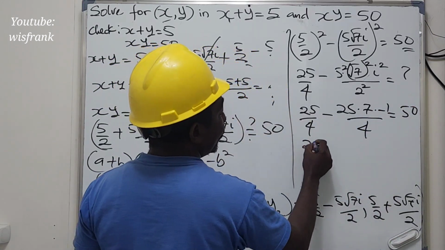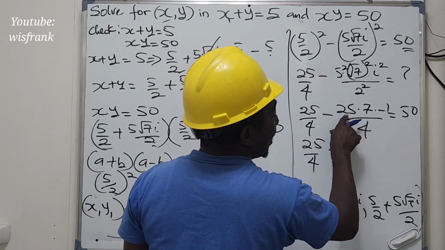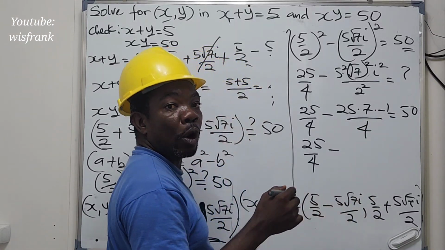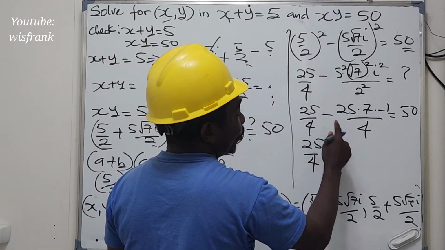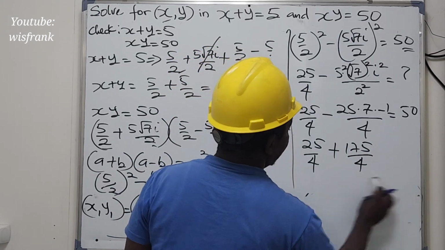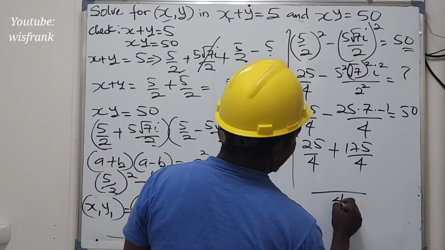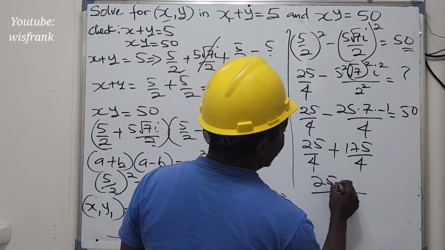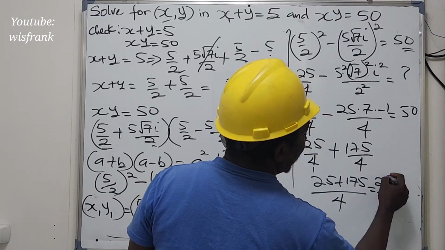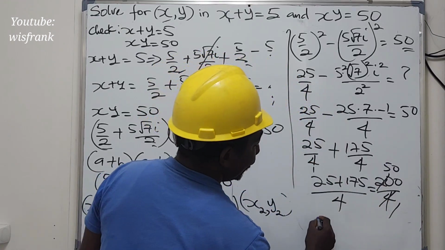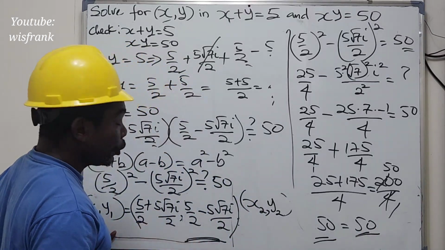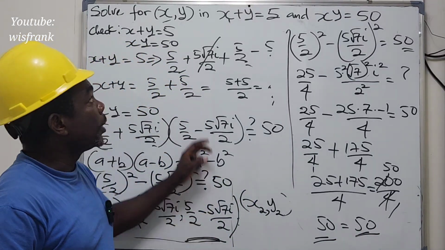Let's check. We have 25 all over 4 minus, this is the same thing as 25 times 7 times minus 1, which gives us minus 175, and minus times minus gives us plus 175 all over 4. Taking the LCM of the two, which is 4, 25 plus 175 equals 200 all over 4. 4 goes here 1 and 4 goes here 50. You can see that 50 equals 50. What we have on the left hand side is what we have on the right hand side. Therefore, the solution of this, first x1 and x2, satisfies this equation.